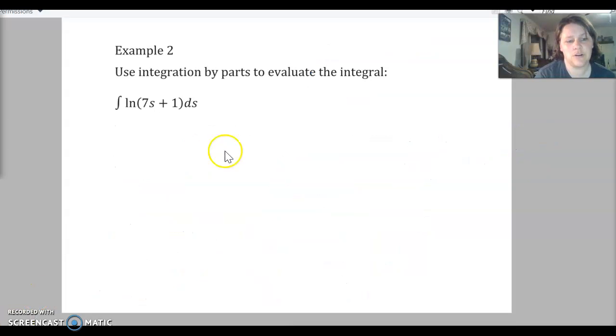Okay, so for example number 2, use integration by parts to evaluate the integral of ln of 7s plus 1 ds. So this is just kind of a tricky way that we can use this integration by parts. So let's write up what our equations are up here. So we've got the integral of u dv is equal to uv minus the integral of v du.